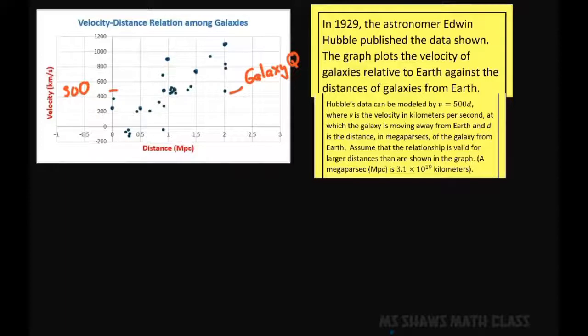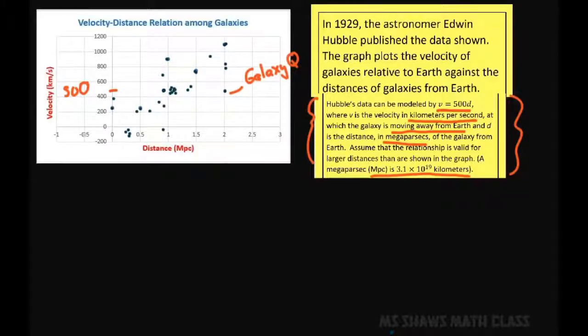Now basically, this part right in here, we have the velocity equals 500d, and velocity is in kilometers per second at which the galaxy is moving away from Earth. And d is the distance in megaparsecs of the galaxy from Earth. They also gave you the megaparsec is this amount. So, that's the information. And we might come back to this a little bit later, but we're going to answer 3 questions.